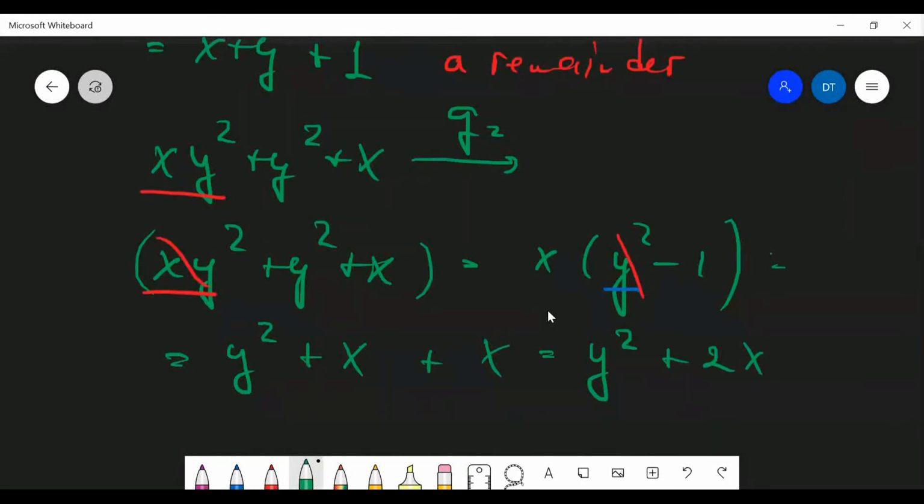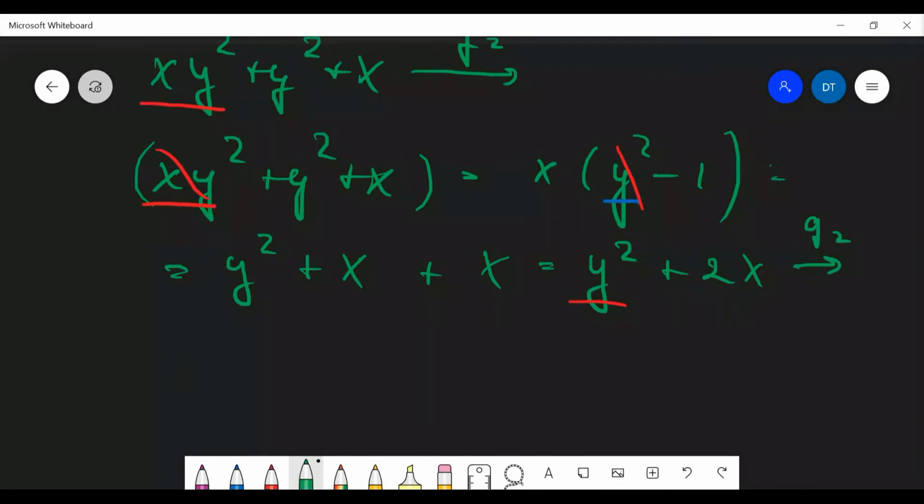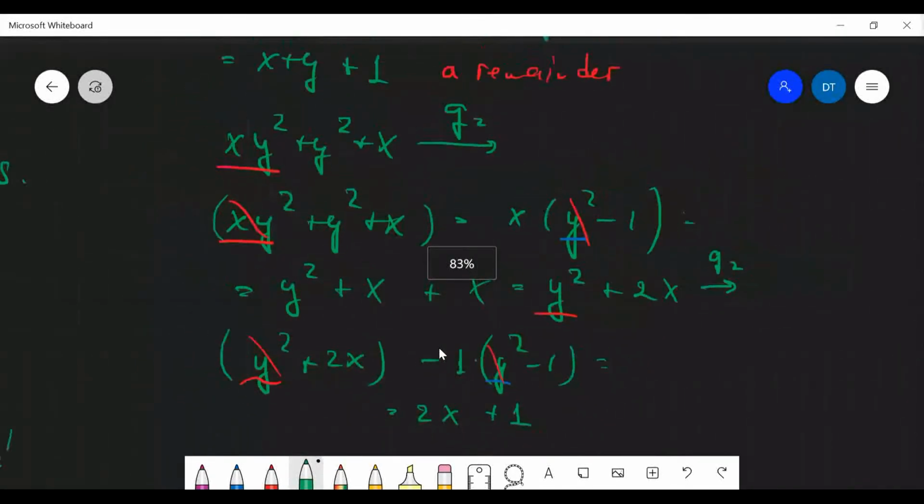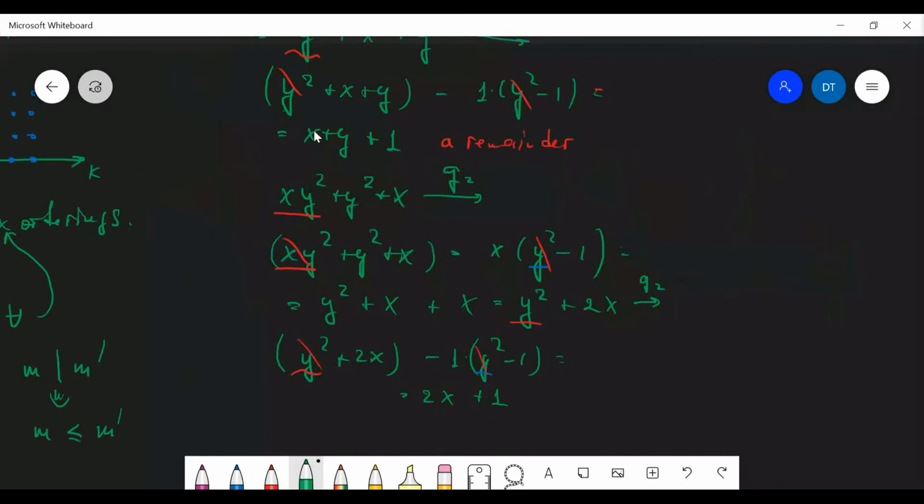And now, this is still reducible. You cannot reduce this by G1, but you can reduce it by G2 again. Here you can reduce y squared. And again, how do you do that? The same procedure. The coefficient here is 1. So this is the leading term. This is the monomial we want to cancel. So after the cancellation, what will we get? We get 2x plus 1. And as you can see, this is a different remainder. So this is a completely different remainder.